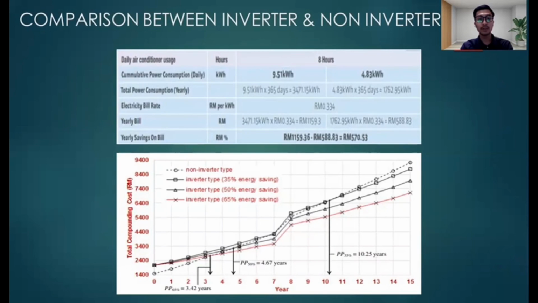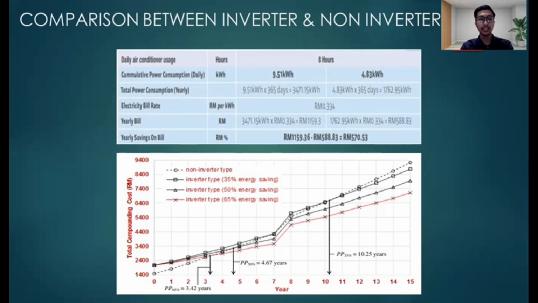Next, I will talk about comparison between inverter and non-inverter based on energy and cost saving. Firstly, from the first figure, the comparison is made between 1.5 horsepower inverter and non-inverter when operating 8 hours per day based on cumulative power consumption daily. The air conditioner is tested on a 16.5 meter square room size, then it is set to 25 Celsius, and the high fan speed at outdoor temperature is 33 Celsius.